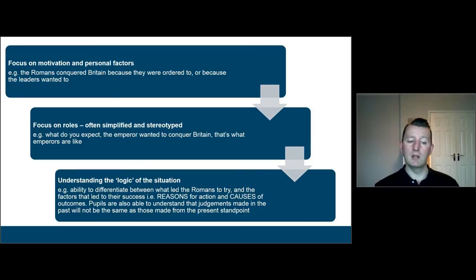And then finally, we come to an understanding of the logic of the situation. For example, the ability to differentiate between what led the Romans to try and the factors that led to them being successful. So there are reasons for action and there are causes for outcomes. And here pupils are able to understand that judgments made in the past will not be the same as those made from the present standpoint.